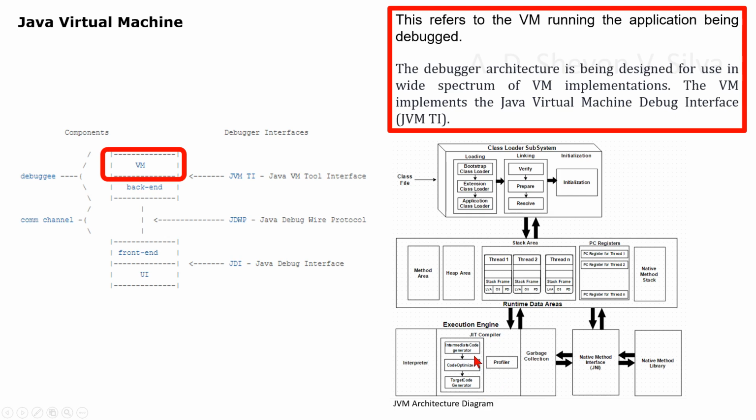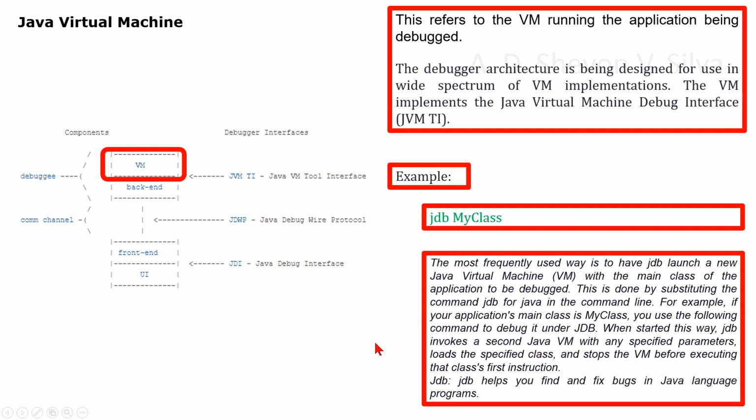Intermediate code generator is connected to code optimizer. Code optimizer is connected to target code generator. Execution engine interacts with the native method interface. Runtime data areas are interacting with the native method interface. Native method interface interacts with the native method library. As an example, we can consider this one, jdb MyClass.